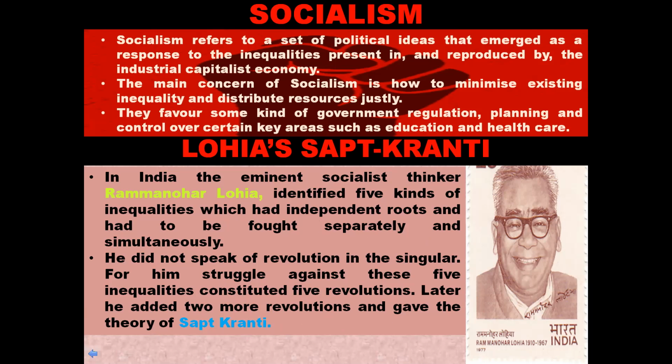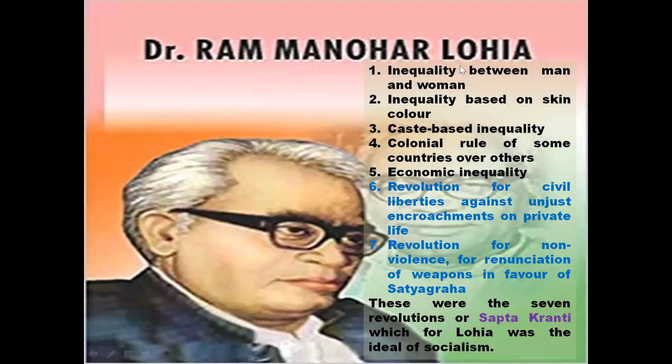So those 2 more revolutions which he added, the first 5 you can see, and then he added these 2 more revolutions: revolution for civil liberties against unjust encroachments on private life, and revolution for non-violence for renunciation of weapons in favor of satyagraha, like Gandhiji wanted. So these 2 revolutions he added to the 5 revolutions that he already spoke about, and he felt that all of them should be fought simultaneously but separately, right? So these were the 7 revolutions of Sapta Kranti, which for Lohia was the ideal of socialism.